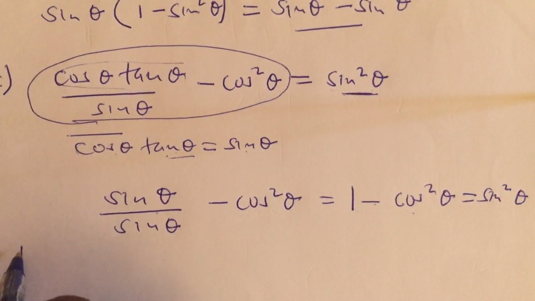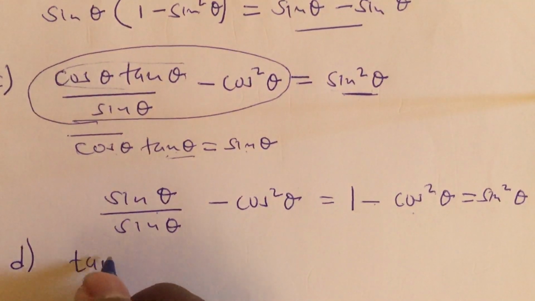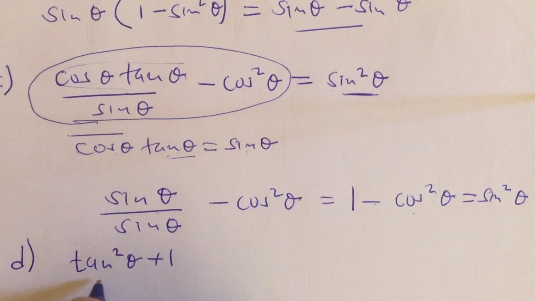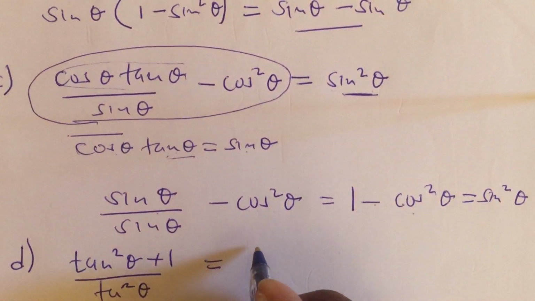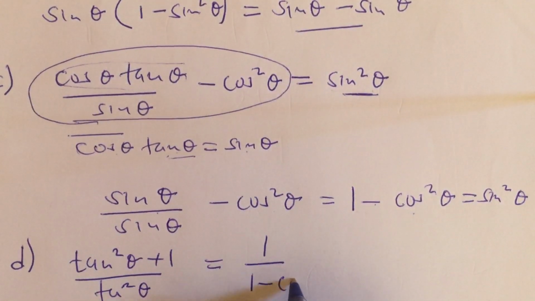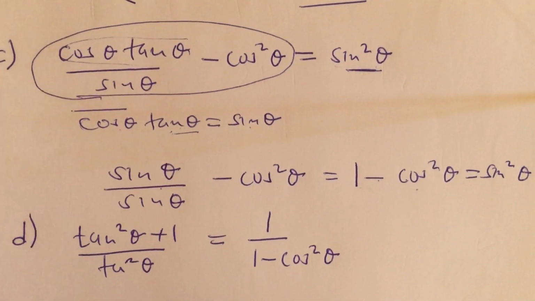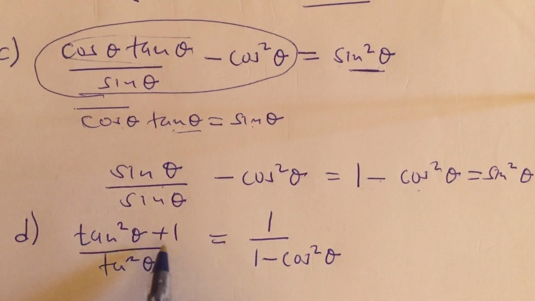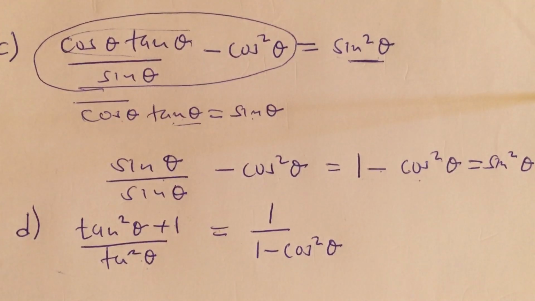Now, the last one that I want us to demonstrate is a quick one on just the same proof, where you are told to prove that tan squared theta plus 1 over tan squared theta, over 1 minus cos squared theta... in a short demonstration, we can actually show that tan squared theta plus 1 over tan squared theta equals 1 over cos squared theta.